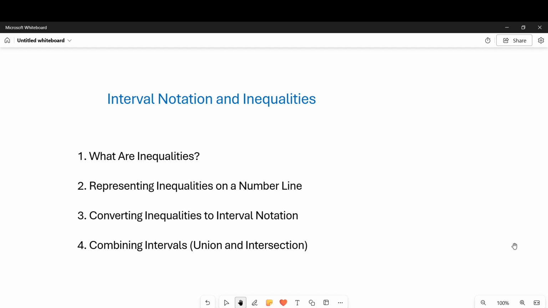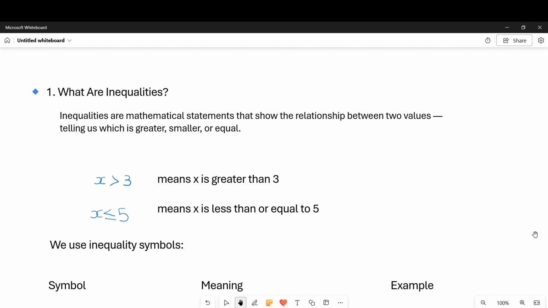Today we are going to discuss interval notations and inequalities. So these are the four topics we discuss: what is inequalities, representing inequalities on a number line, converting inequalities to interval notation, then combining interval notation using union and intersection symbols. Okay, first we talk about inequalities.